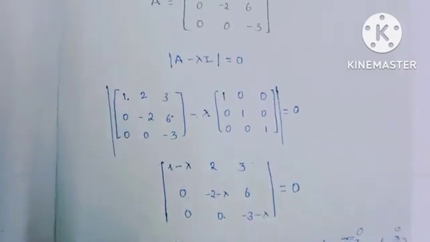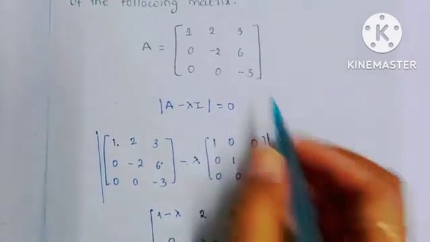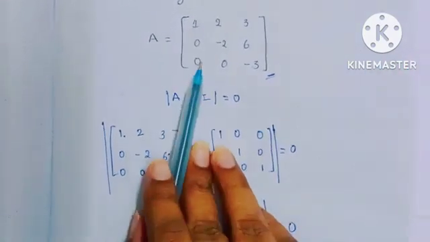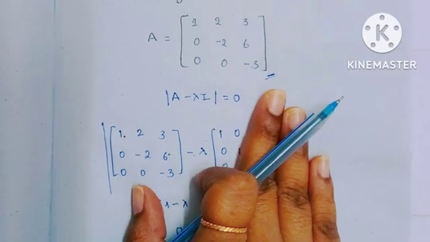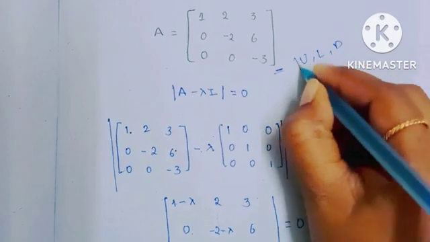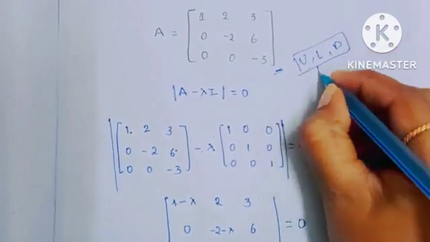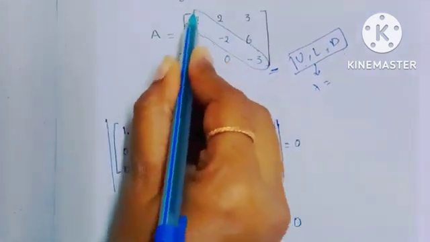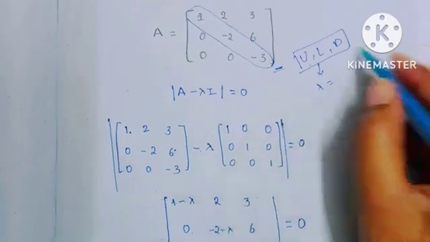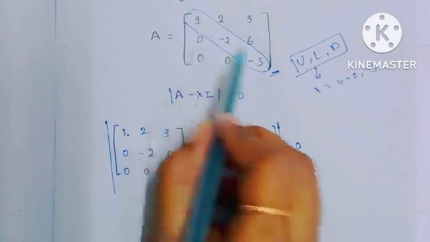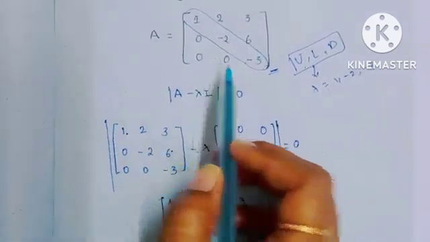And I want to say one trick. This is an upper triangular matrix. For an upper triangular, lower triangular or diagonal matrix, the eigenvalues are whatever the principal diagonal elements are. So here 1, -2, -3 are the principal diagonal elements. These are the eigenvalues for the given matrix.